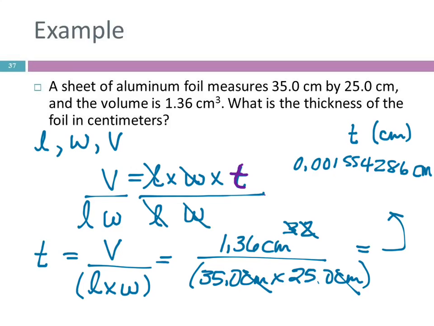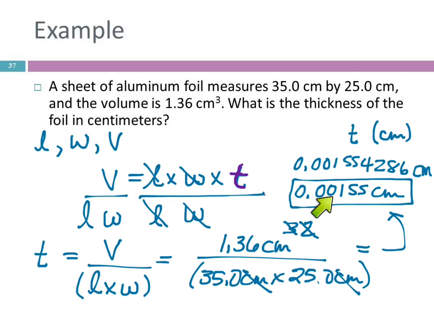How many sig figs should it have? 3. So 0.00155 centimeters is the thickness of the foil. These leading zeros don't count as significant figures. So don't round that off to 0.002. That's only 1 sig fig. Any questions?